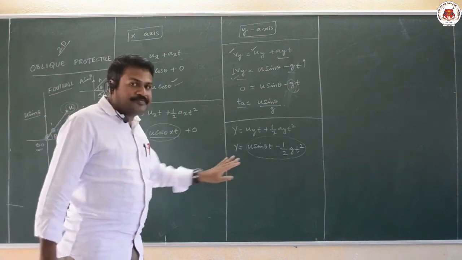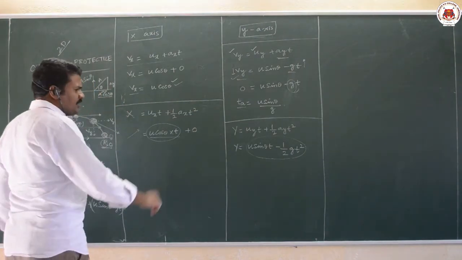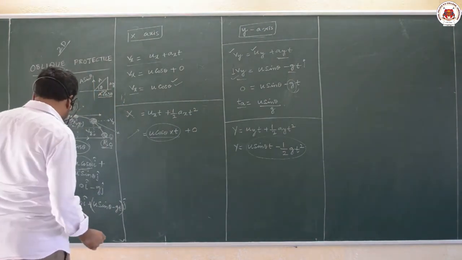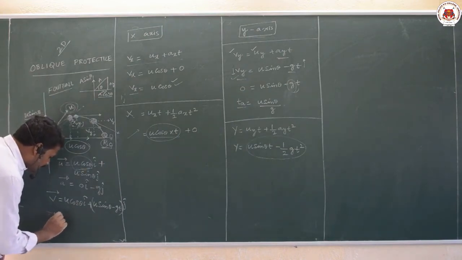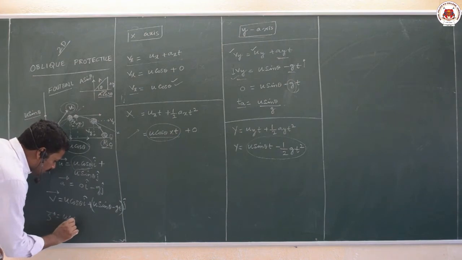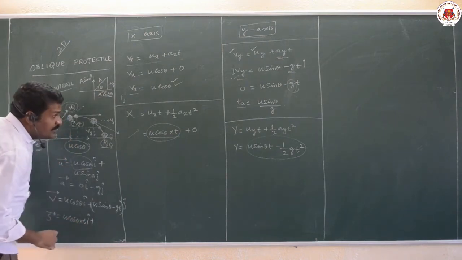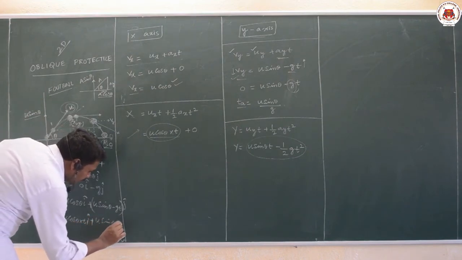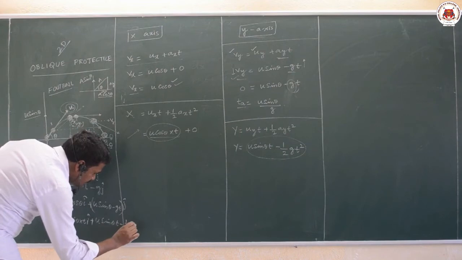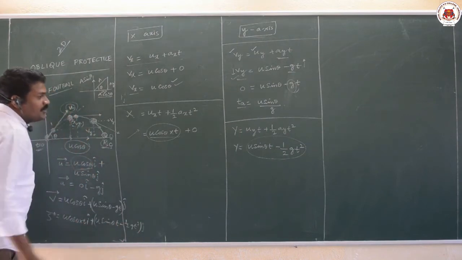That is the meaning. Now next, we also got an equation for the displacement. The displacement equation will be s bar is equal to u cos theta into t i cap plus u sin theta into t minus half g t square j cap. That means its displacement along x and y.